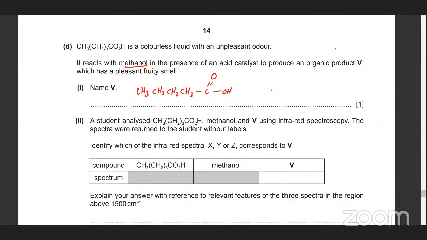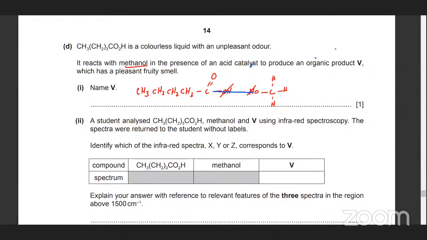And the other one is methanol. Methanol has just 1 carbon atom, so that's OH, and this carbon would have 3 H's. Now, the OH and the H would be lost. And when they are lost, they're going to get connected together and they're going to form an ester. What would be the name of this ester? Methyl pentanoate.